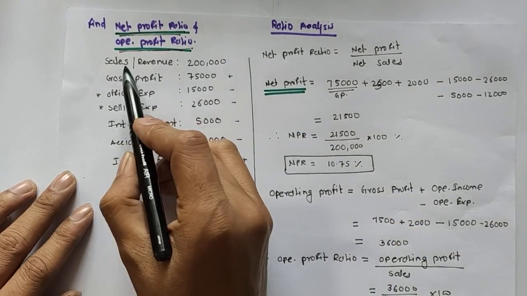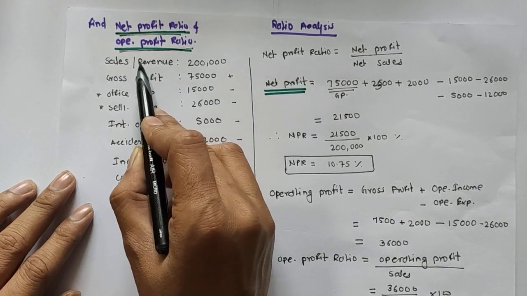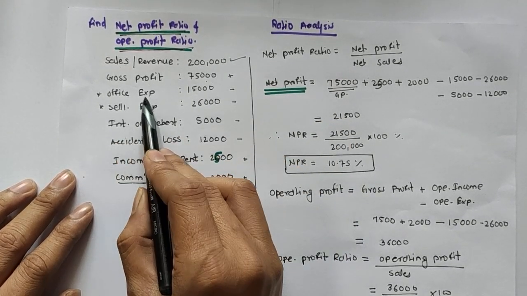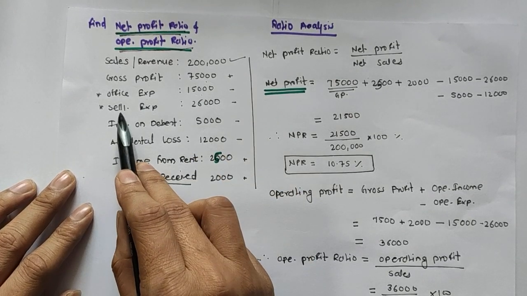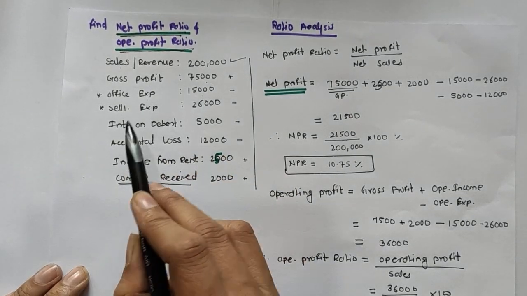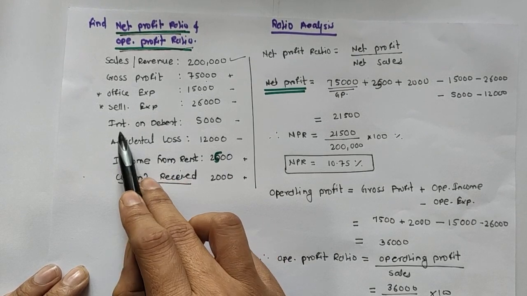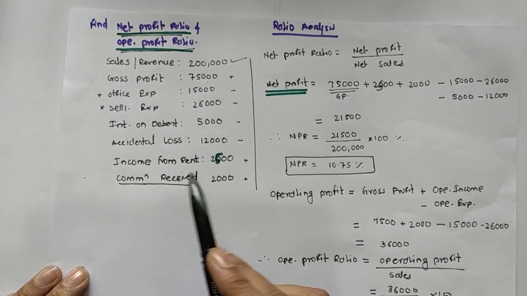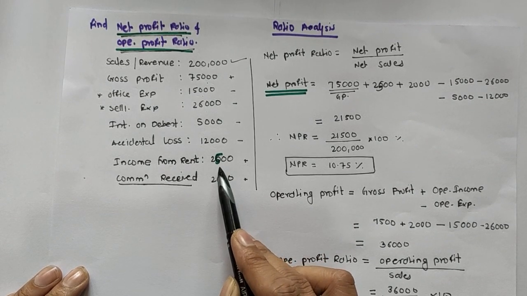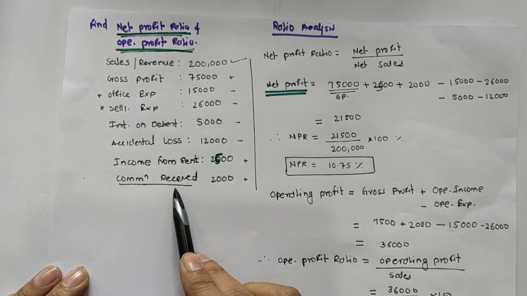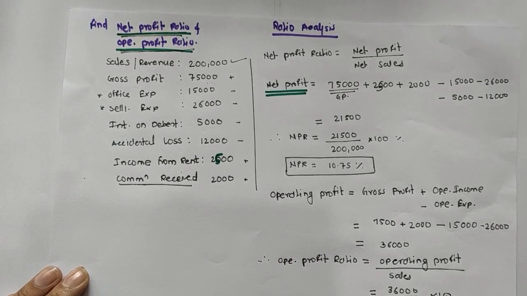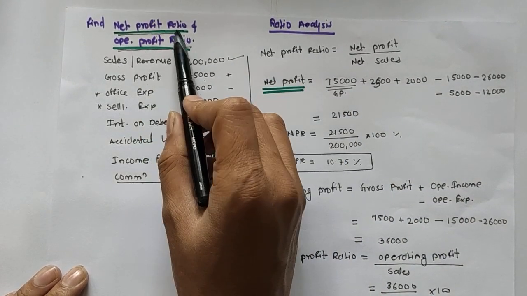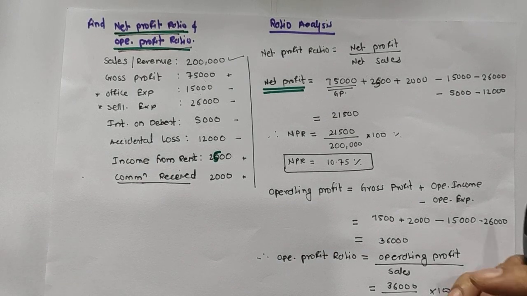Very first, sales, or we can say revenue, that is 2 lakh. Gross profit is 75,000. Office expenses 15,000. Selling expenses 26,000. Interest on debt is 5,000. Accidental loss is 12,000. Income from rent is 2,500. Commission received is 2,000. Now they are saying calculate the net profit ratio.